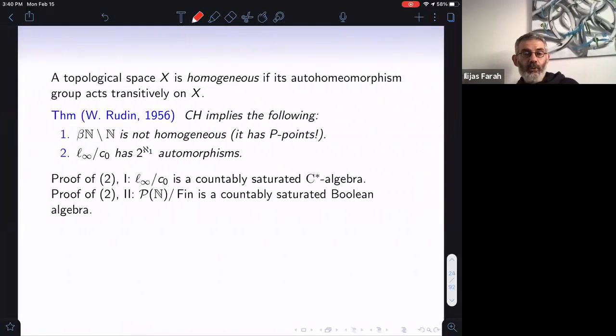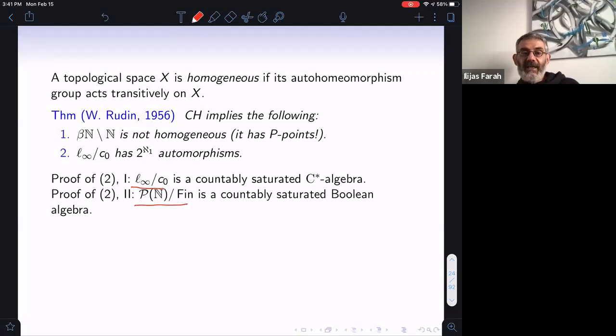Now, we can give two proofs of Rudin's theorem from what we did so far. One way to think about it is that L infinity mod C0 is a countably saturated C*-algebra. Right? It is a reduced product, they are countably saturated, and therefore under CH it has lots of automorphisms. Another proof, versions of which have been used by general topologists, is to look at this Boolean algebra, P of N mod finite. It is a countably saturated Boolean algebra, and therefore it has 2 to aleph 1 automorphisms.